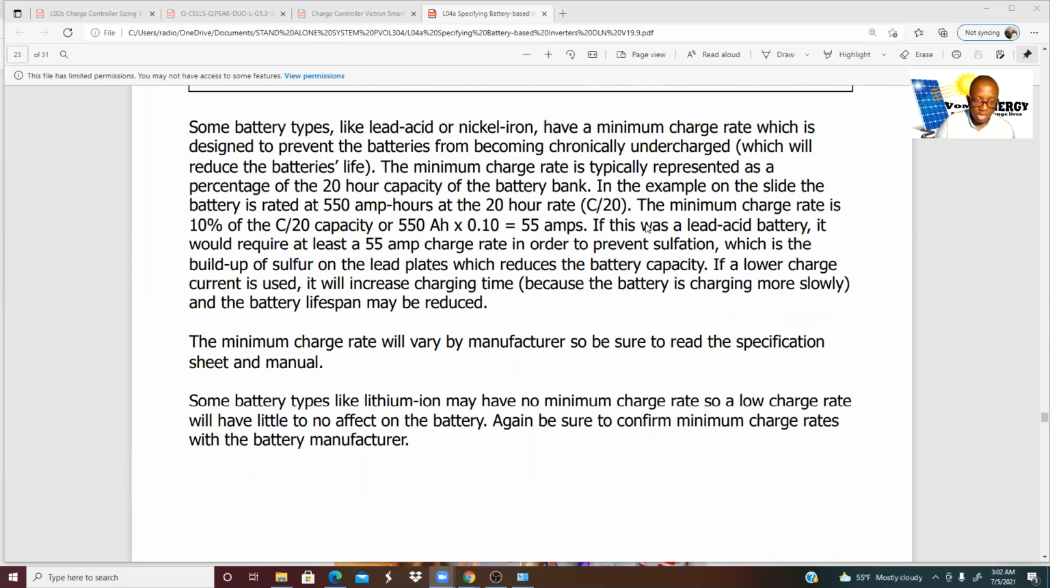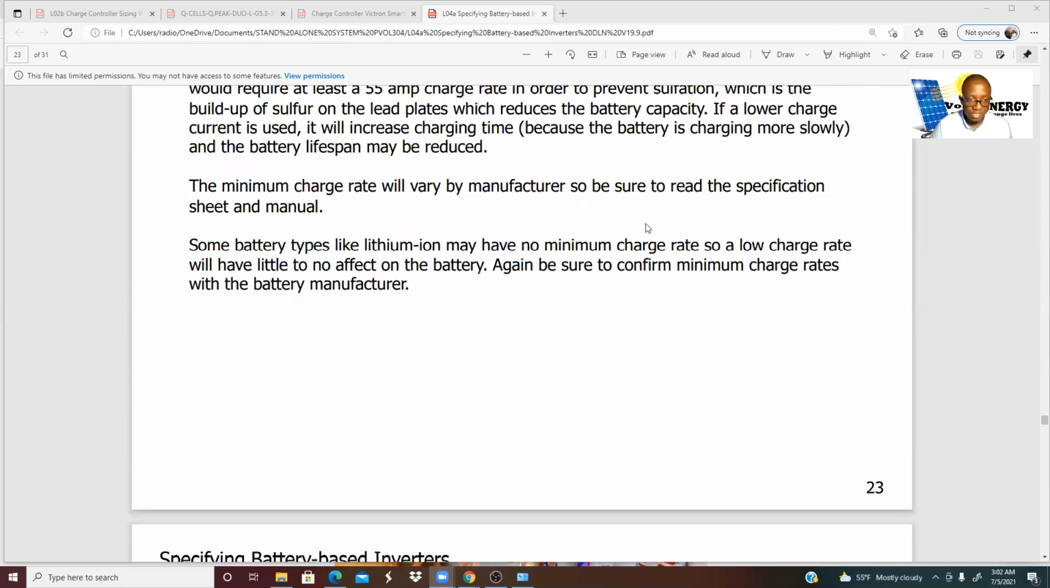The minimum charge rate will vary by manufacturer, so be sure to read the specification sheet and manuals. Some battery types like lithium ion may have no minimum charging rate, so a low charge rate will have little to no effect on the battery. Again, be sure to confirm the minimum charging rate with the battery manufacturer.